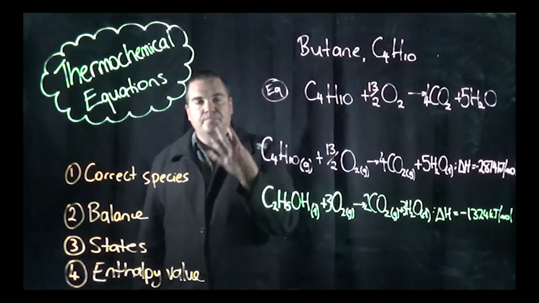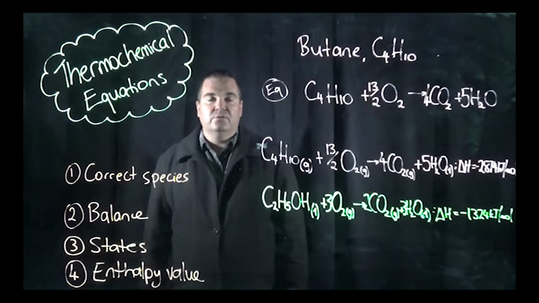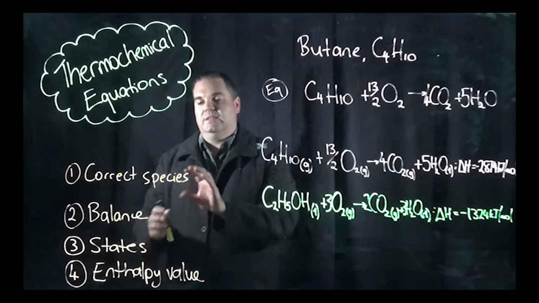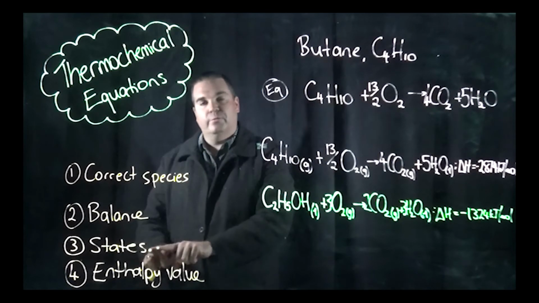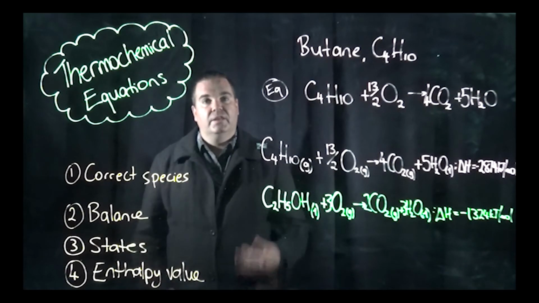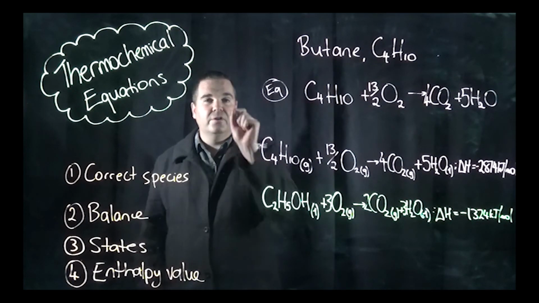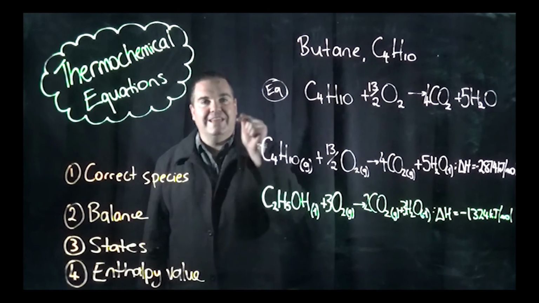That's 4 points. Thermochemical equations in the Year 12 exam will probably be worth 4 marks, all right? 1 for getting the correct species, 1 for balancing. That's normal what you get for an equation. 1 for putting the states in, 1 for having the enthalpy value. Key is to remember that your states are how they exist at room temperature, and your enthalpy value must have a positive or a negative depending upon whether it is endothermic or exothermic.